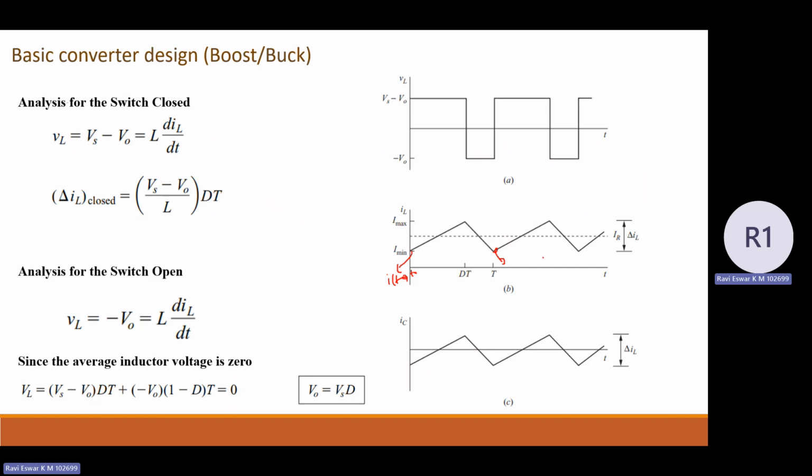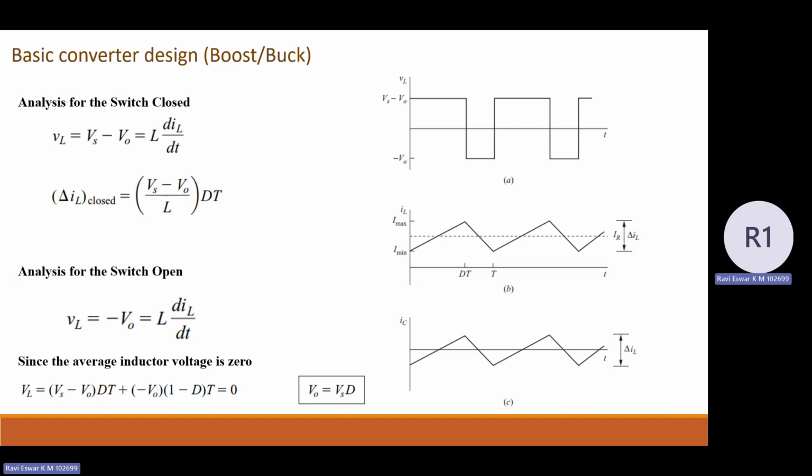If you see the graph here, the output current is IR, that is the load current. The average of this curve is given by the dotted line, and that is equal to the load current. IL average is equal to the output current, that is IR.